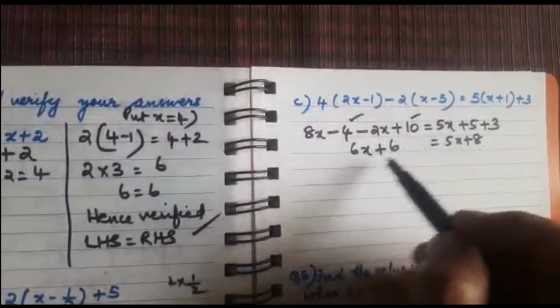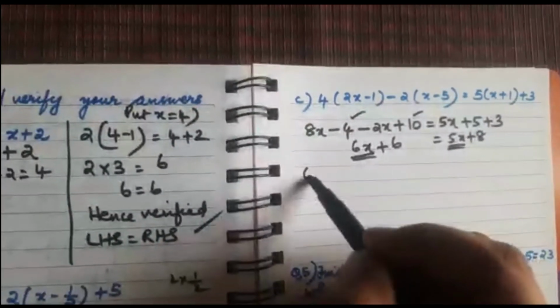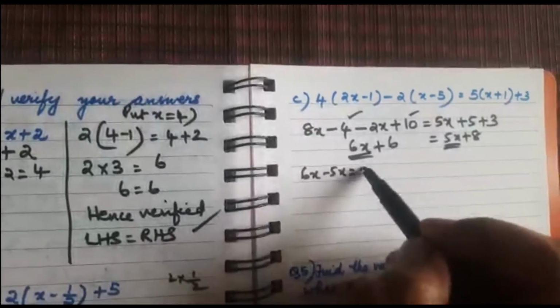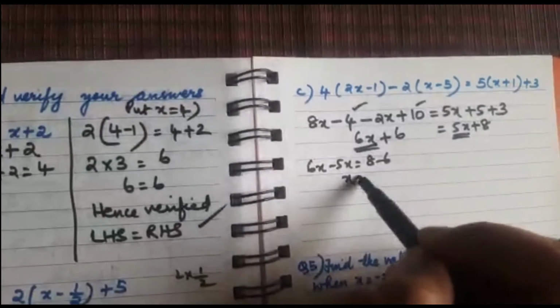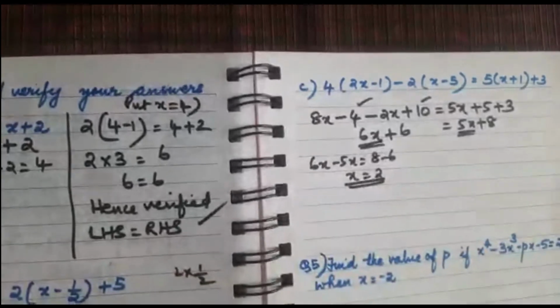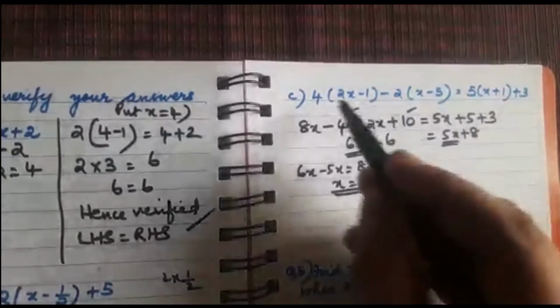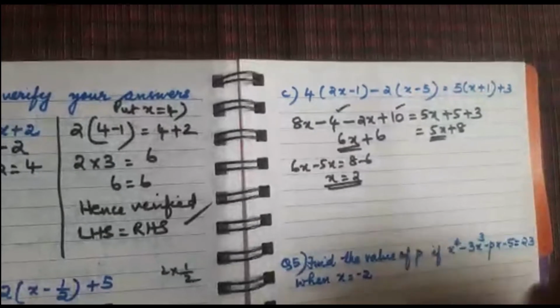Here 8x minus 2x is 6x, minus 4 and plus 10, that is plus 6, isn't it? So now this is variable and this is also. So 6x minus 5x is equal to 8 minus 6. What is it? X is equal to 2. This much you got. Now putting x is equal to 2 in this equation, how will you do? Putting this one.